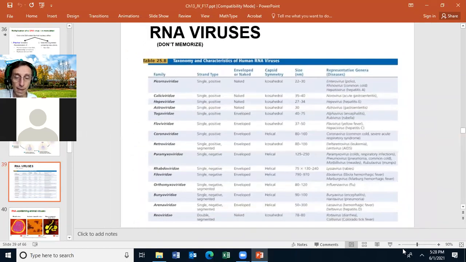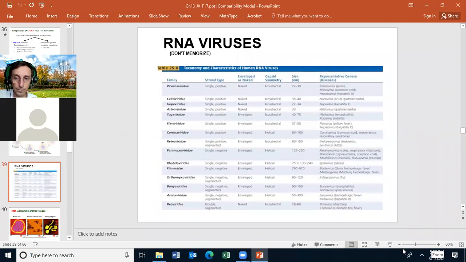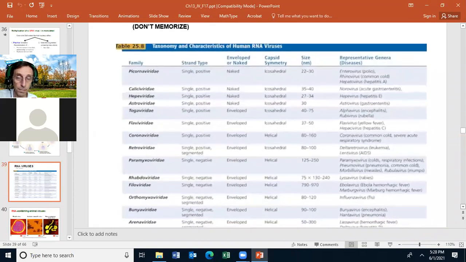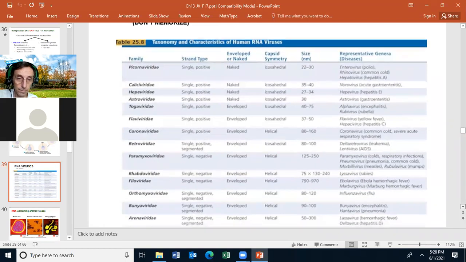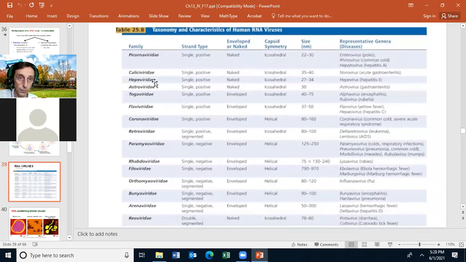Let's look at the animal RNA viruses. Bring this up. There are more of them, you'll notice. 1, 2, 3, 4, 5, 6, 7, 8, 9, 10, 11, 12, 13, 14, 15. 15 animal RNA viruses that cause disease in humans. The Picornaviridae you actually are familiar with. This is the number one family of viruses that causes the human colds.